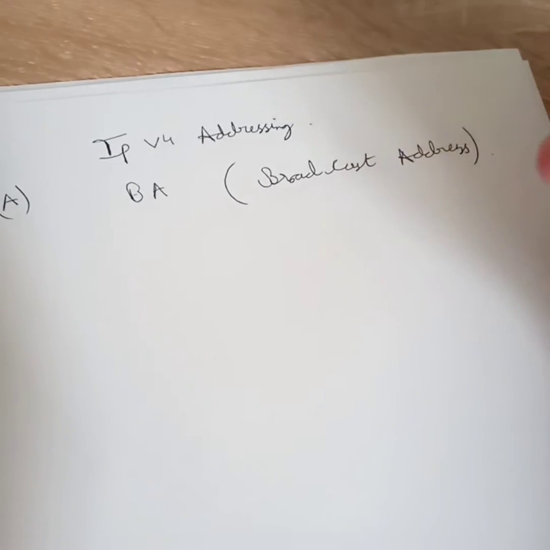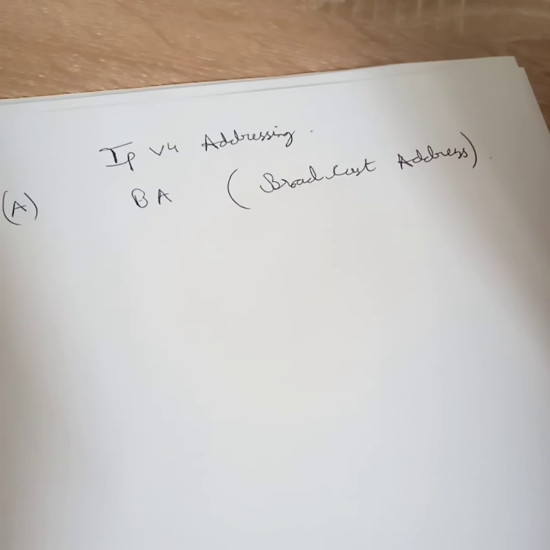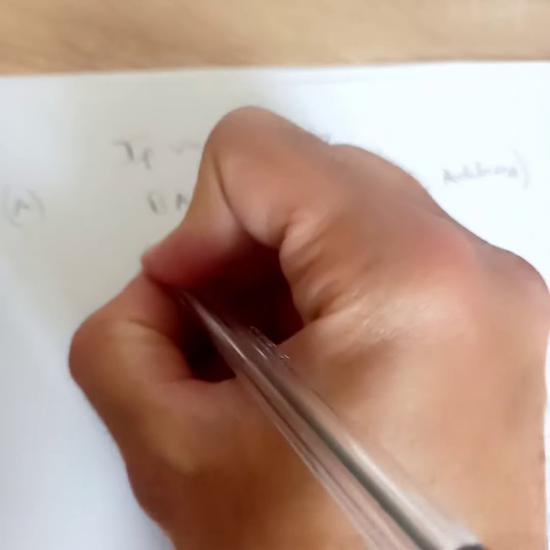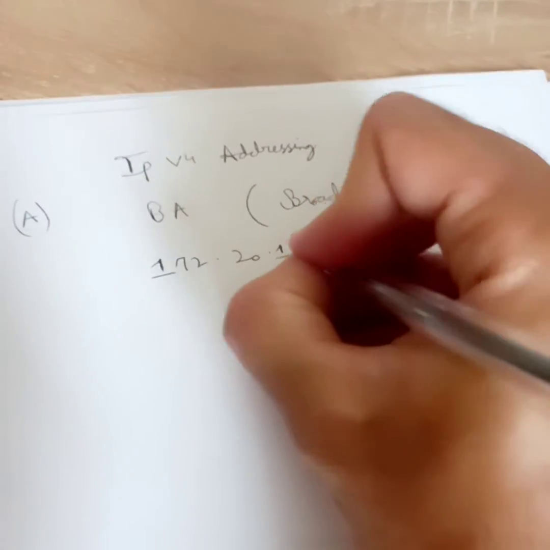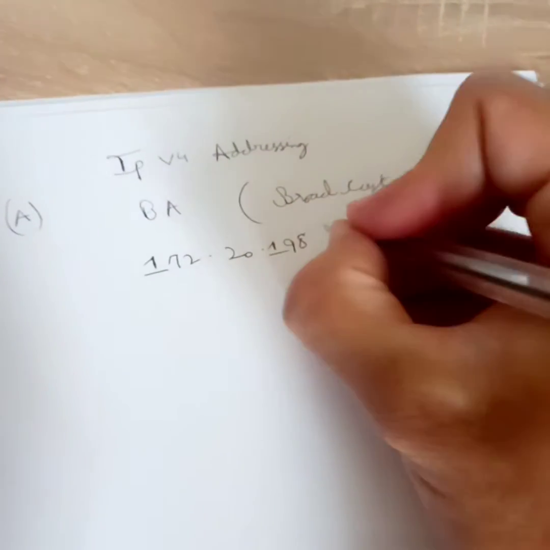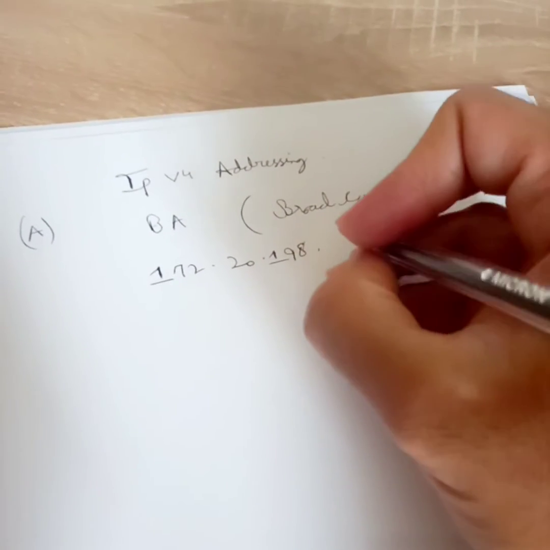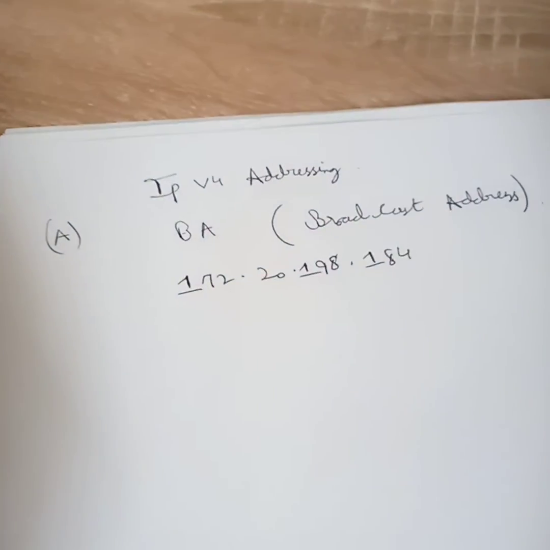In order to find the broadcast address, we need to have an IP address. So this is going to be our IP address today. Anyone knows 172? Yes, 172 is a class B IP address. So that's our IP address.